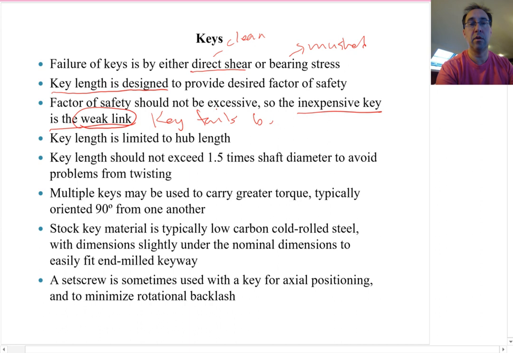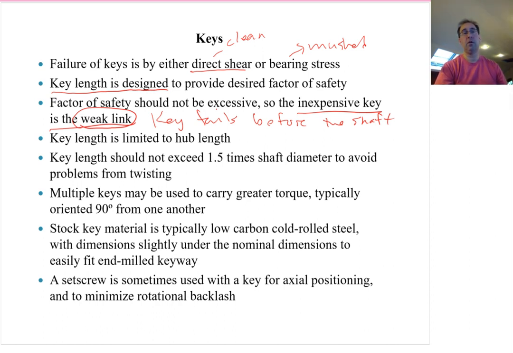Before the shaft. Trust me, the shaft is going to be orders of magnitude more expensive to replace than a stupid key, a 50-cent key, right? So the shaft might be $100,000, or $1 million, whatever. Believe it or not, there are shafts that cost millions of dollars, and the key costs 5 cents to $50, depending on if it's a huge key, right? So you definitely want to design the key to fail before the shaft.